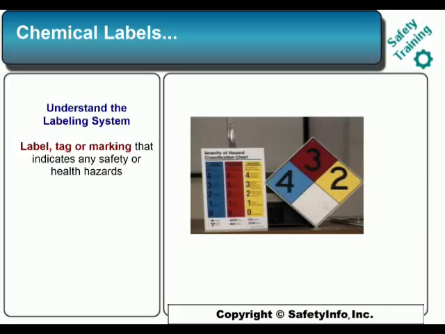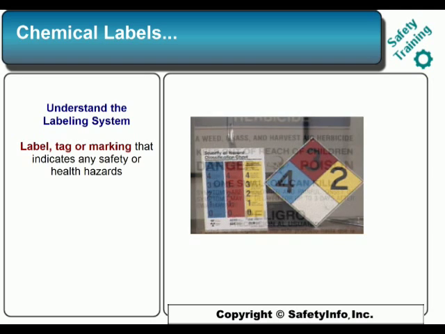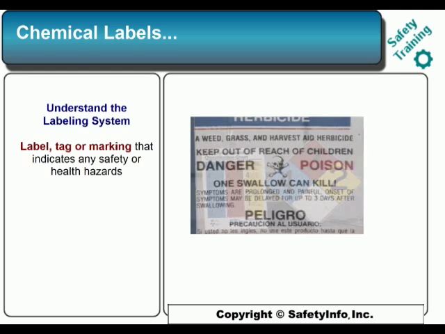Every person who works with or around chemicals must understand the labeling system. It is extremely important that all containers of chemicals are properly labeled. This includes every type of container from a 5,000-gallon storage tank to a spray bottle of degreaser.